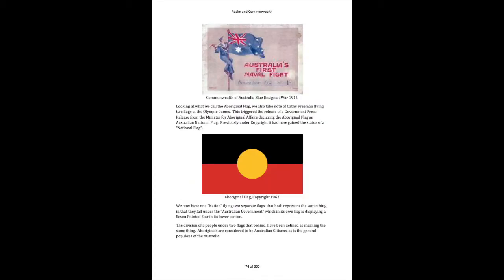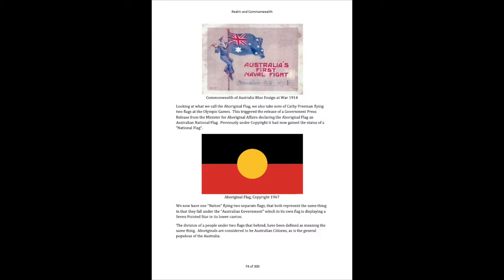Looking at what we call the Aboriginal flag, we also take note of Cathy Freeman flying 2 flags at the Olympic Games. This triggered the release of a government press release from the Minister for Aboriginal Affairs declaring the Aboriginal flag an Australian national flag. Previously under copyright, it had now gained the status of a national flag.